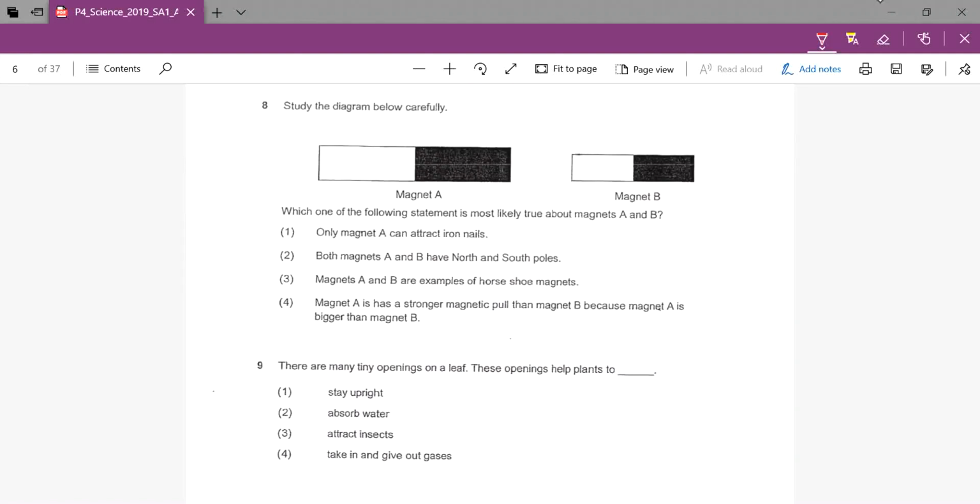Study the diagram below carefully. Which one of the following statements is most likely true about magnets A and B? Only magnet A can attract iron nails. Not true. Magnet B also can attract. Both magnets A and B have north and south poles. That is true. So answer is 2. Magnets A and B are examples of horseshoe magnets. No, these 2 examples are bar magnets. Magnet A has a stronger magnetic pull than magnet B because it is bigger than magnet B. Wrong. The force is not determined by the size.